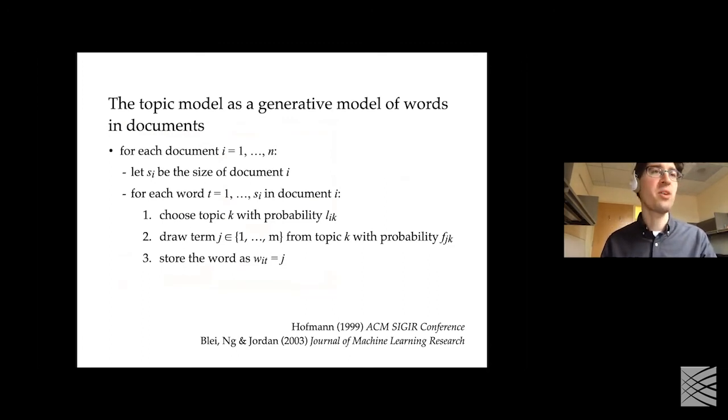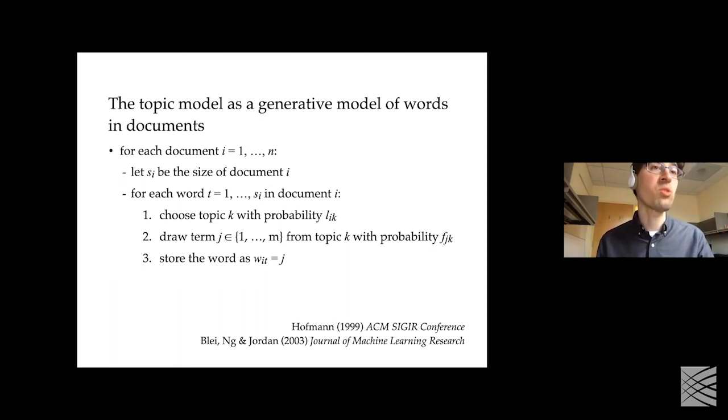So more formally now, we can think about this as a procedure for generating the words in documents, which I also find quite intuitively appealing, and hopefully you do too. The notation here, just to warn you, may be a little bit unfamiliar. We're using slightly different notation in this context, but the actual description here is straight out of the early papers on topic modeling. The idea is that we have a collection of documents, a total of n documents here, and throughout the talk I'll index documents by i. And for each document, there's a total length of the document, which we'll call s_i.